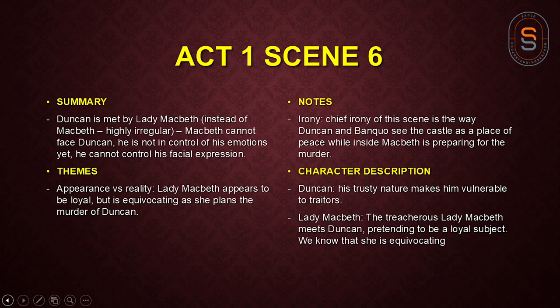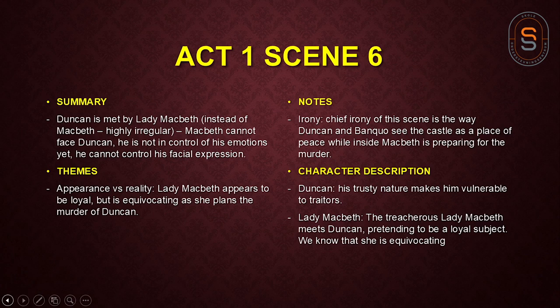Act 1, Scene 6. Duncan is met by Lady Macbeth instead of Macbeth, which is highly irregular. Macbeth cannot face Duncan. He's not in control of his emotions yet, and he cannot control his facial expression. Remember, the host was supposed to be the man to come out to greet the important guest, and the king was the most important guest that could come and visit you at your castle. That's why it's highly irregular for Lady Macbeth to come out and greet the king.